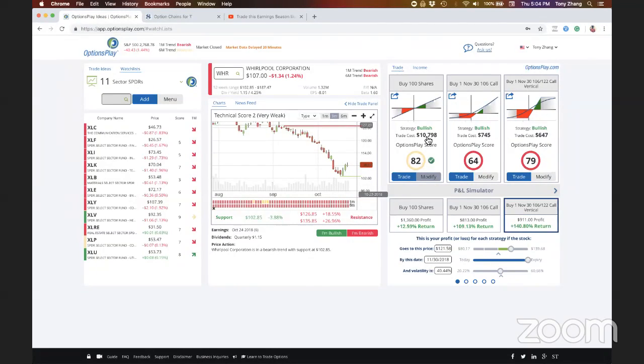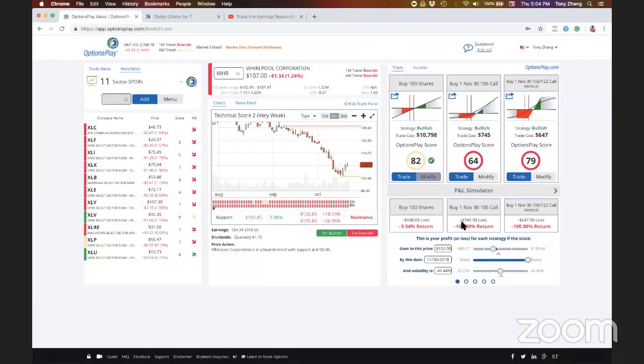Here you can buy 100 shares of the stock, $10,000 versus $745 versus $647. So let's say you think the stock's going to go back up to 123, 124. Here you can quickly look at a 13% gain on the stock, 128% gain on the call, 147% gain on the call vertical, versus what happens if the stock stays where it is? What happens if it stays at 102? Here, as you can see, the three look roughly the same.